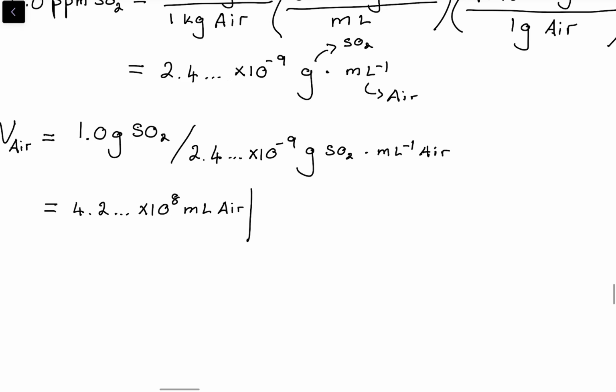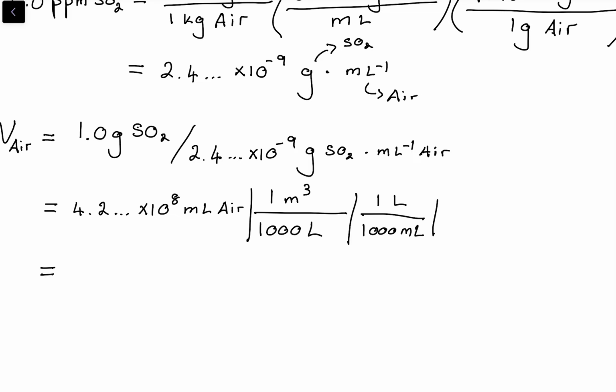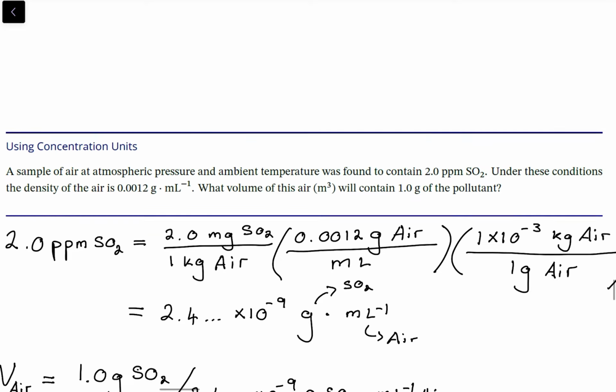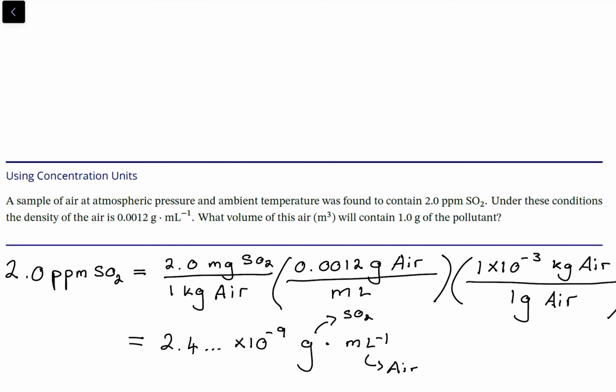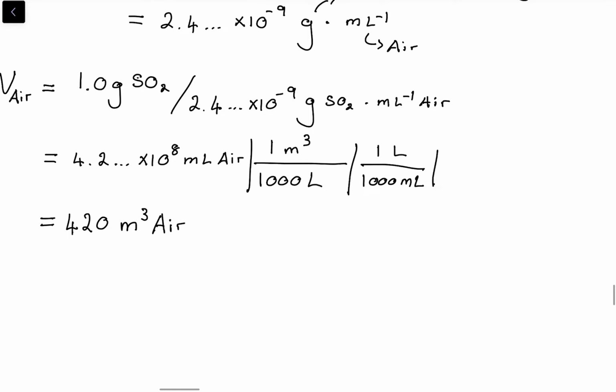So we again just do our dimensional analysis. There's 1 cubic meter in 1,000 liter. And that's not what we want. We want milliliter. Well, we need to cancel milliliter. And there's 1 liter in 1,000 milliliter. So you should get 420 cubic meter of air, and two significant figures all the way through. So yeah, 420.